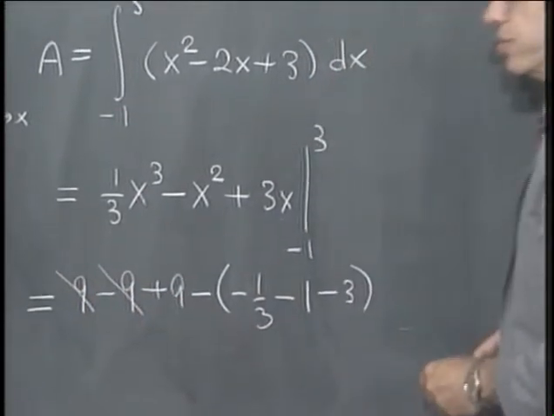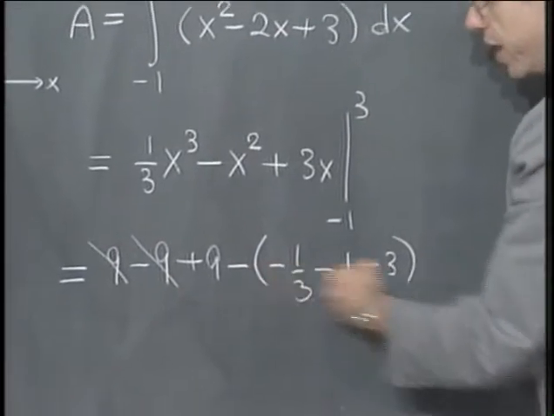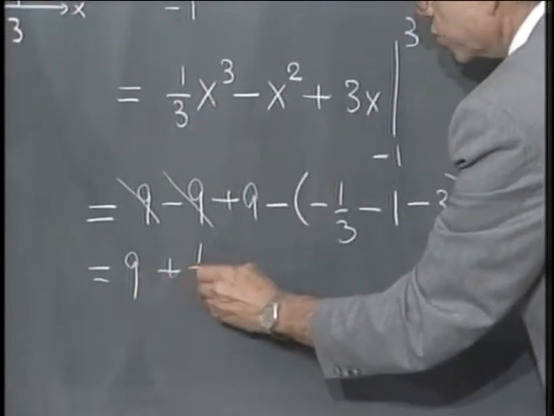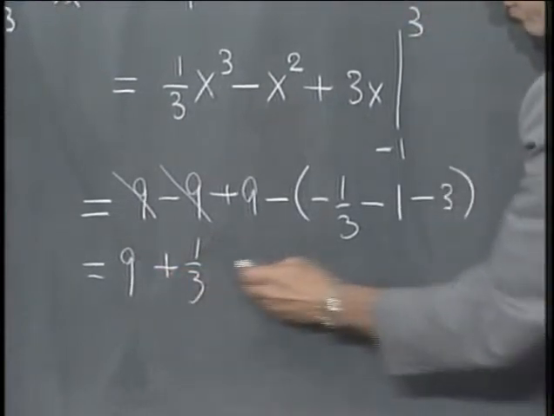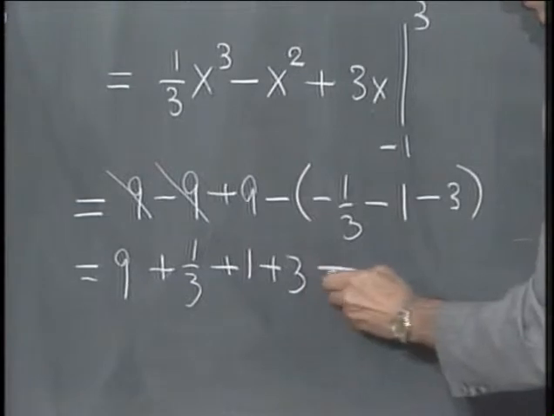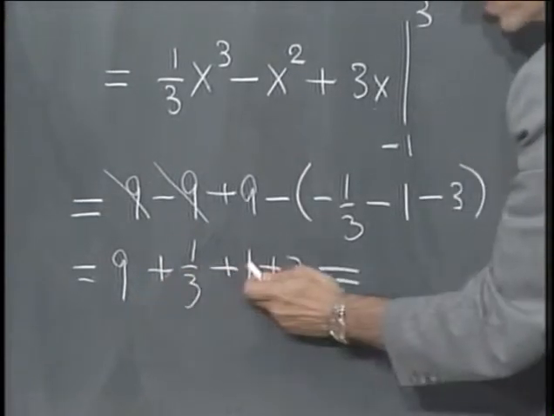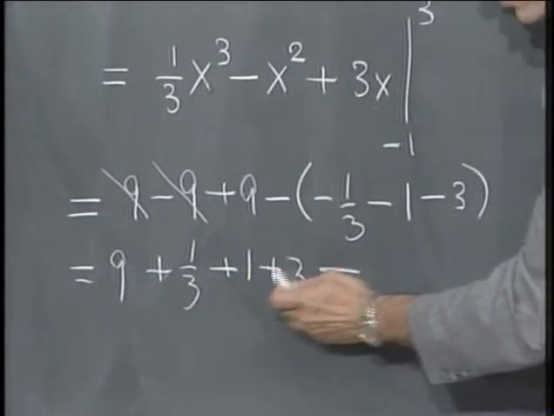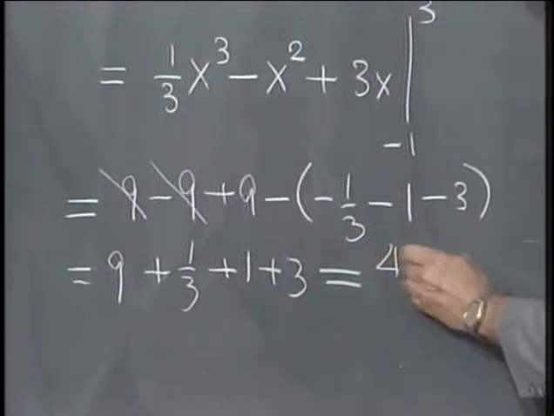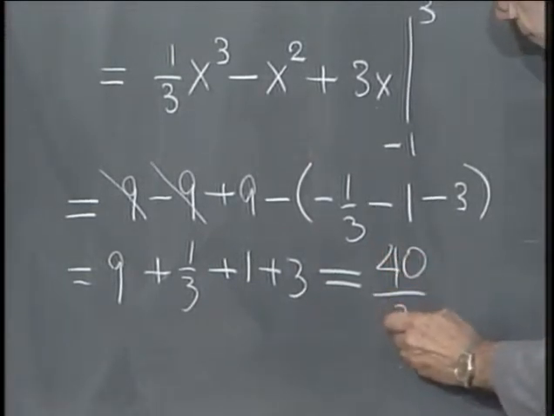Cancel these two, plus 9 and minus 9, and remove the parentheses. We have 9 plus 1/3 plus 1 plus 3. And this is equal to 9 and 1 is 10, and 3 is 13. 13 and 1/3, which is 40 over 3.